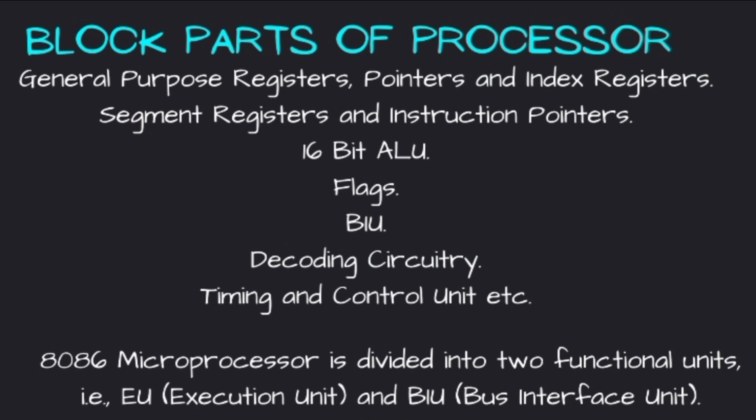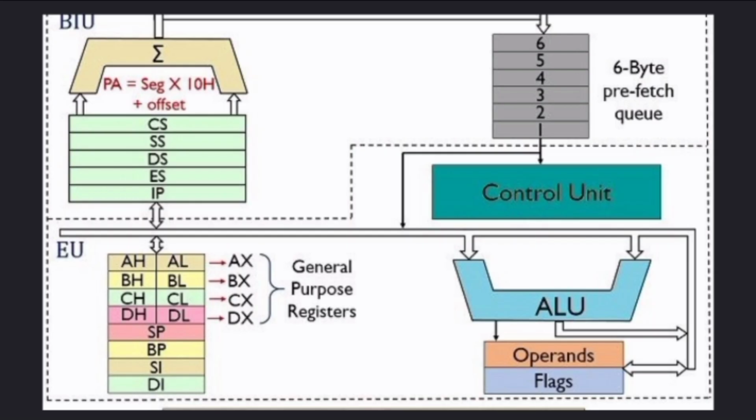Let us see the parts of the processor. The first one is the registers, then the pointers, then the index registers. The segment registers and instruction pointers are in the BIU, because the processor is divided into two parts, EU and BIU. EU is the execution unit and BIU is the bus interface unit. Data and registers are stored in the BIU and the flag is part of execution. Decoding is done in the execution unit. These are divided into two and passed to execution, and finally the execution is done by the ALU.